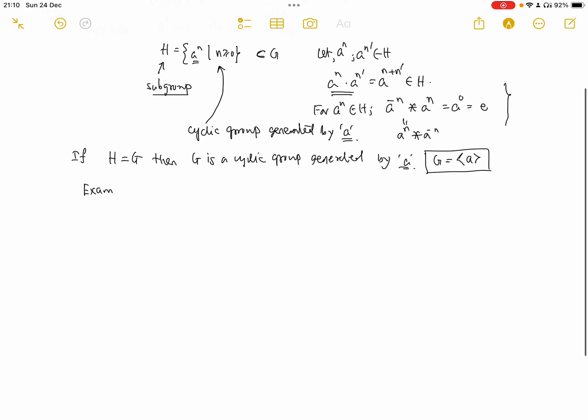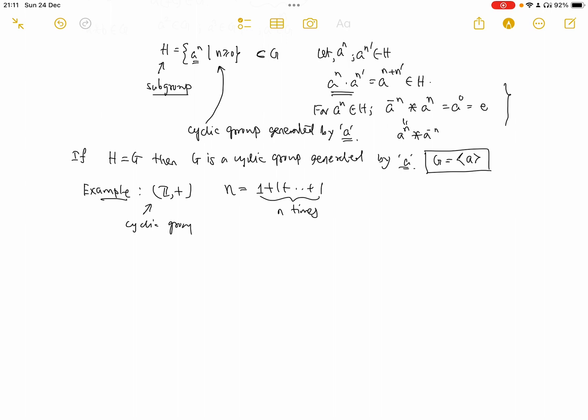Now, the first basic example is Z with addition, because here every element is generated by 1. If you pick any integer, say n is any positive integer, you can write it as 1 plus 1 plus and so on, n many times, right? So every element comes from the element 1. This is a cyclic group with generator 1.